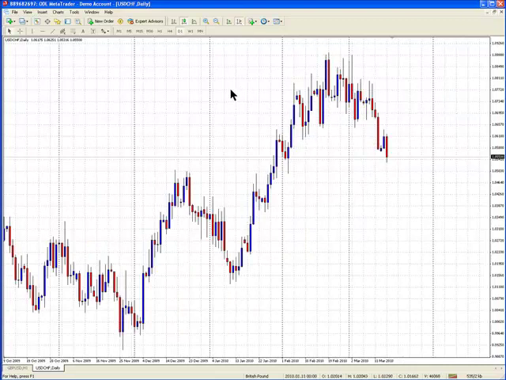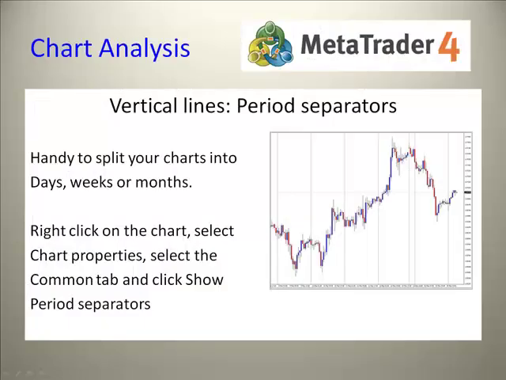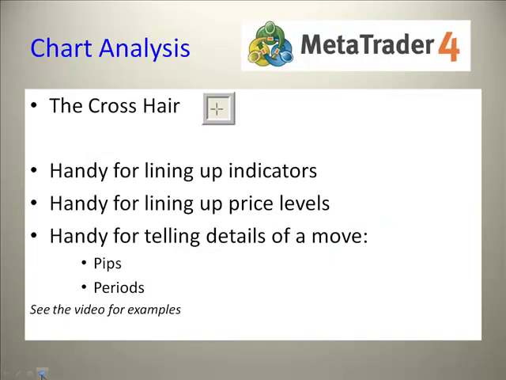Okay, so that's the period separator, how you can use it and how you can implement that. Now the Crosshair is a tool that you can use to get quite a lot of information, and let me show you how the Crosshair works. It's handy for lining up indicators, for price levels, and details of a move. So I'll just bring our chart up again.